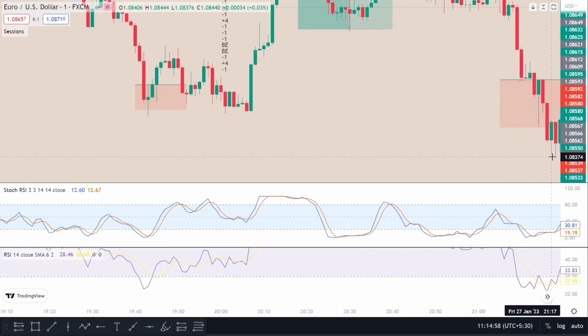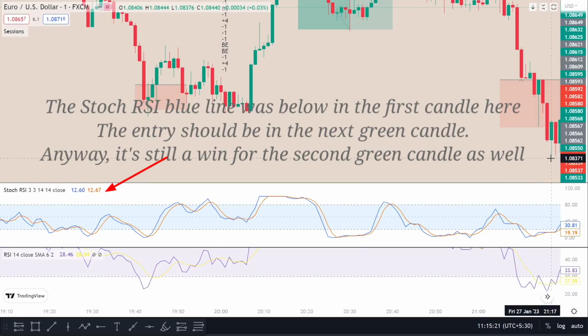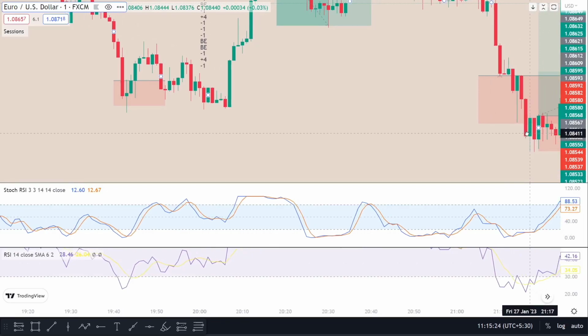So if we look, we get another RSI crossover here. We get a crossover. What about the stochastic RSI? Do we have the blue line to be above the red line? Yeah, I think we have the blue line to be above the red line, right? Blue line is above the red line. Yeah, so we take another entry here at this candle. Let's see if we get stopped out.